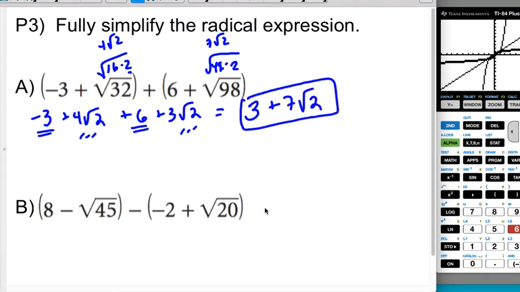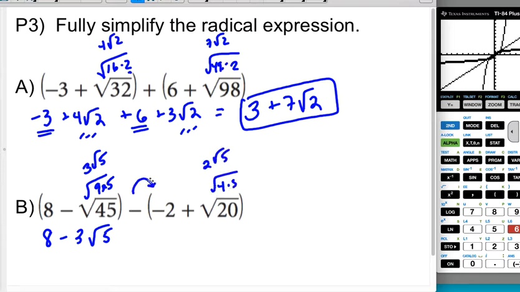We do the same thing with the 45 and the 20. I look at 45 and think, hey, that's a 9 times a 5, right? So I think, cool, that's a 3 root 5, right? The root 9 would be a 3. So I have 8 minus 3 root 5. And then when I look at the 20, I think, oh, hey, I was stuck with a 5 here. I'm probably going to get stuck with a 5 here. Sure enough, that's 4 times 5, so that's a 2 root 5.